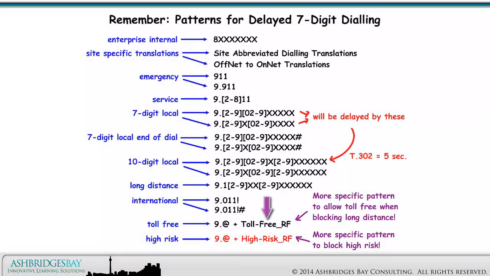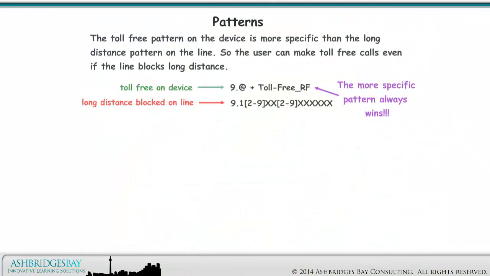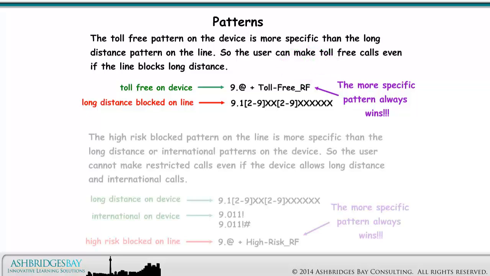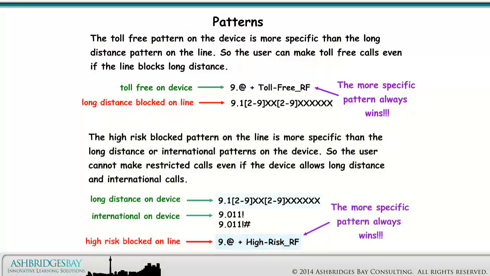Including a more specific pattern for toll-free numbers on the device will allow calls to be made to toll-free area codes even if the line is blocking long distance. We'll block a more specific pattern on the line to block high risk. The toll-free pattern on the device is more specific than the long-distance pattern on the line, so the user can make toll-free calls even if the line blocks long distance. The more specific pattern always wins. The high-risk block pattern on the line is more specific than the long-distance or international patterns on the device, so the user cannot make restricted calls even if the device allows long-distance and international calls. The more specific pattern always wins.